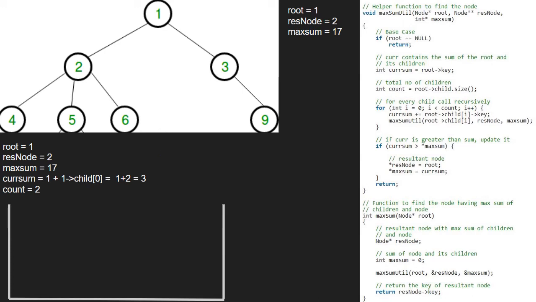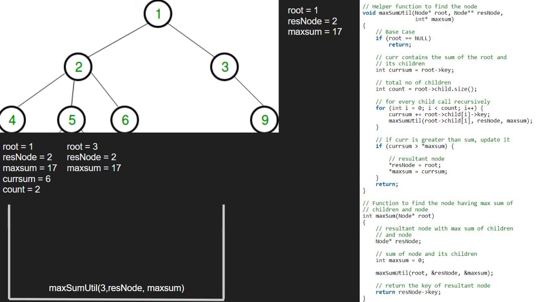Now we add 3 to cur sum for 1 as 3 is the next child of node 1. So cur sum will be 3 plus 3, that is equal to 6. We pass 3, rest node and max sum to the max sum util function. Cur sum will be 3 and count will be 1 as 3 has one child. Now we run a for loop once, so we update cur sum to 3 plus 9, that is 12.